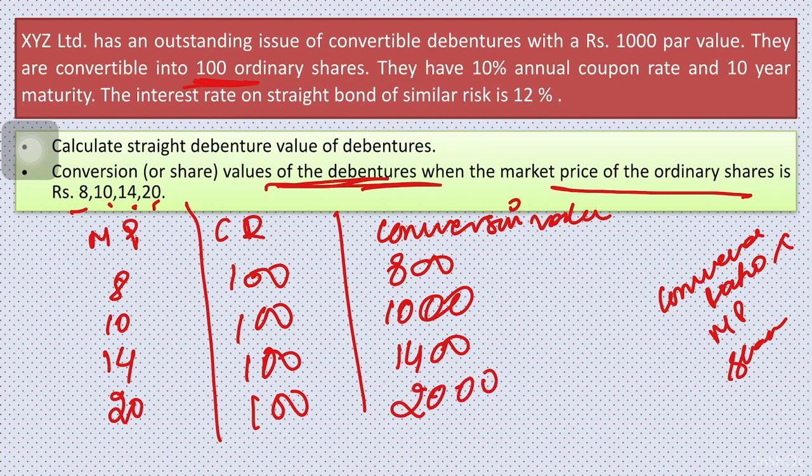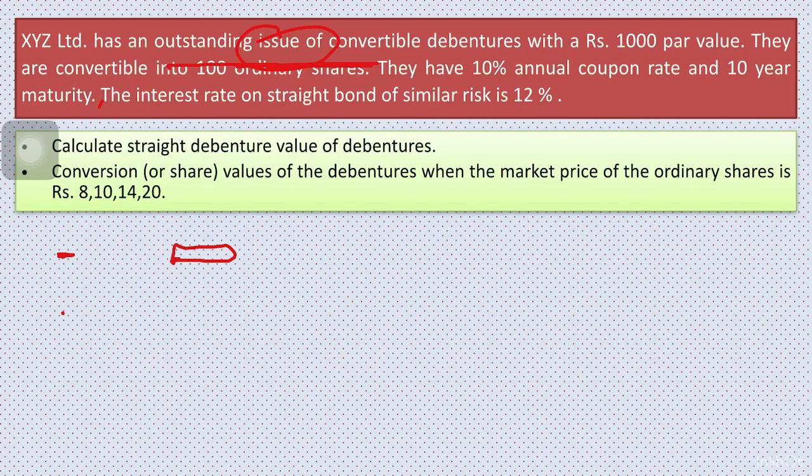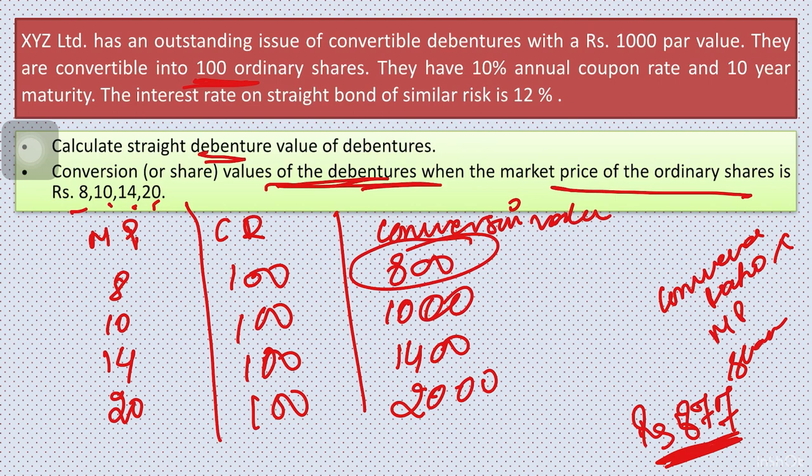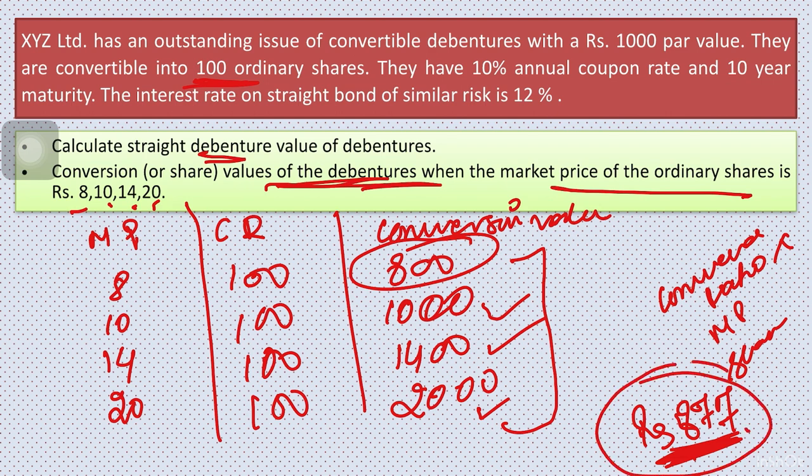Clear? Previously we saw that for the straight debentures, the value came out to be rupees 877. If I can get the debenture for rupees 877 and the market price is 800, why would I convert it into equity share? Being a debenture holder, I would not like to convert it. However, if the market price is more than the present value, that is, more than 877, say 1000, 1400 and 2000, I will definitely go and invest. The market price has to be more than the present value, then only you will exercise this option.